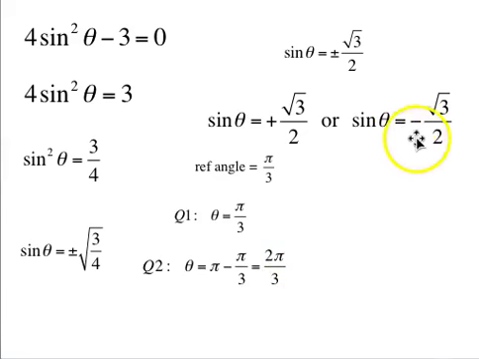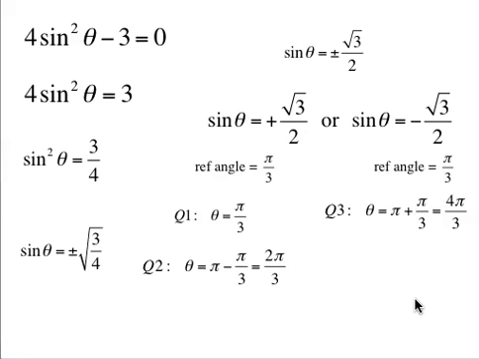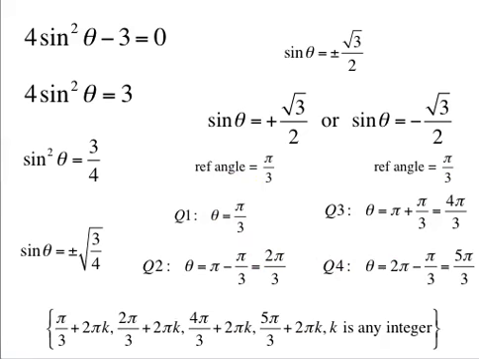Now, here, sine of theta is negative root 3 over 2. The reference angle is still pi over 3. But now I'm going to need quadrant 3 and quadrant 4 answers. That's where sine is negative. Quadrant 3, pi plus pi over 3, or 4 pi over 3. Quadrant 4, 2 pi minus pi over 3, 5 pi over 3. So these are my four answers between 0 and 2 pi.